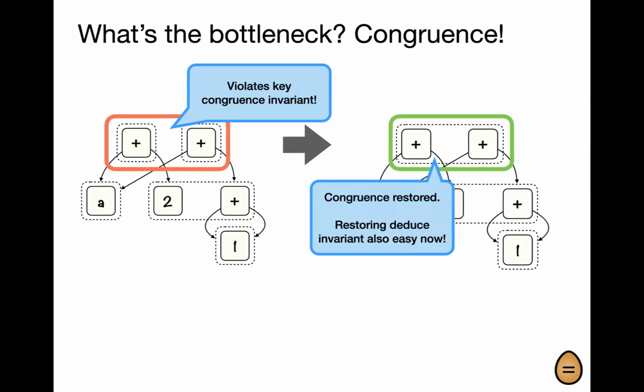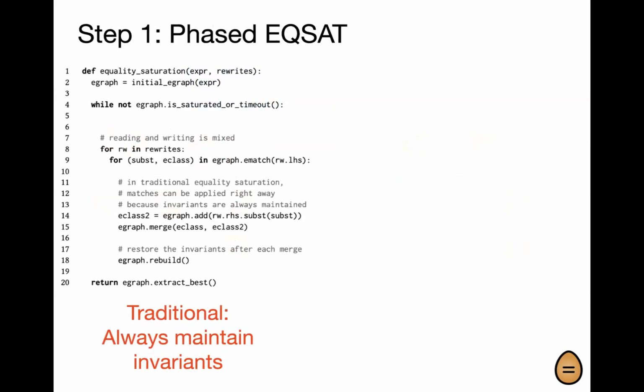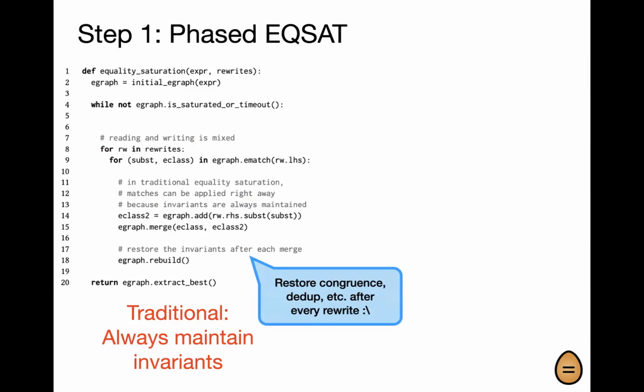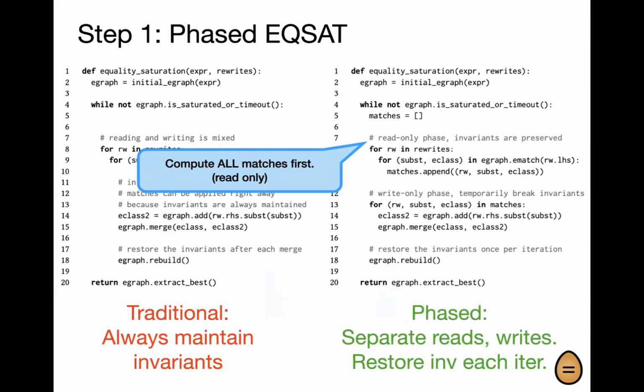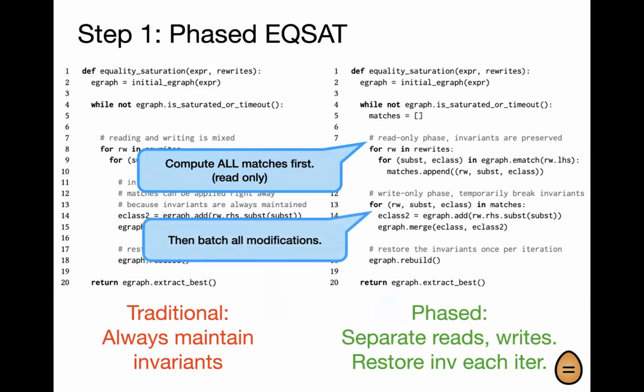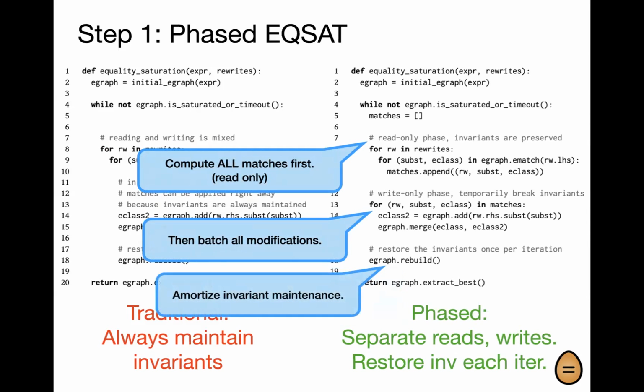So how are we going to specialize egraphs to equality saturation to avoid this bottleneck? Two steps. Step 1, it turns out that the equality saturation workload can be split into phases. Rather than maintaining those expensive invariants every iteration, after every time you rewrite, instead you can split equality saturation into phases. In one phase, you find all the matches that you can currently find in the egraph, so it's read-only, right? And in the second phase, you can batch all the modifications. And what that does is it amortizes the invariant maintenance. So you need to do congruence restoration less often. And so that provides a big speed up.